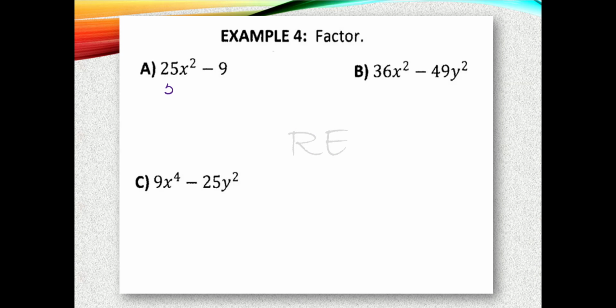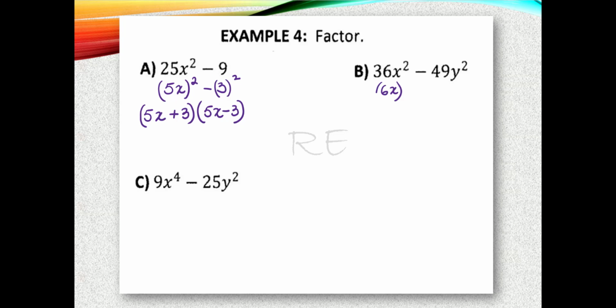Factor 25x squared minus 9. 25x squared is 5x squared, minus 9, which is 3 squared. The answer is 5x plus 3 times 5x minus 3.